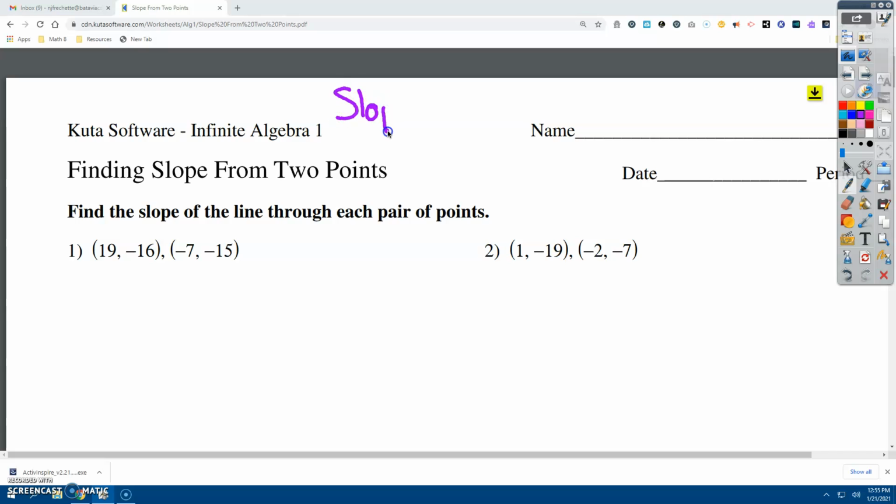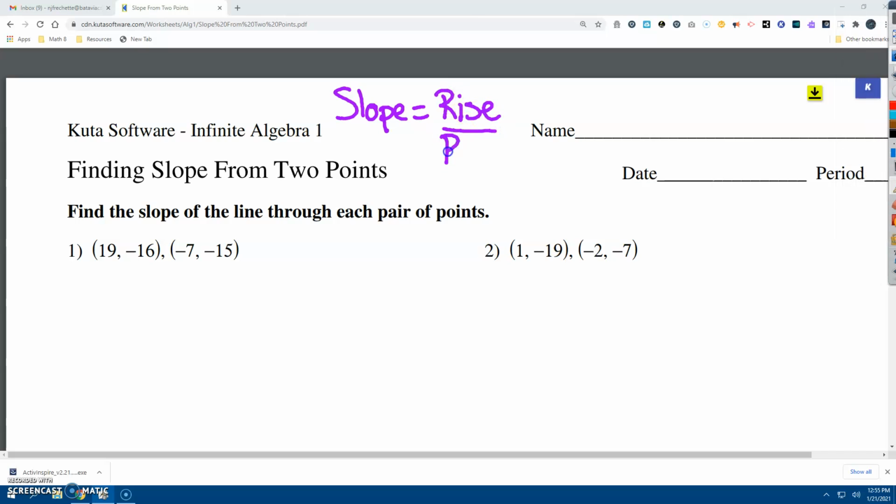Slope, we know it as rise over run. And when I say that, I'm thinking rising with my y, and I'm thinking of running with my x. The other thing I'm going to be thinking about is delta y, or the change in y over the change in x.